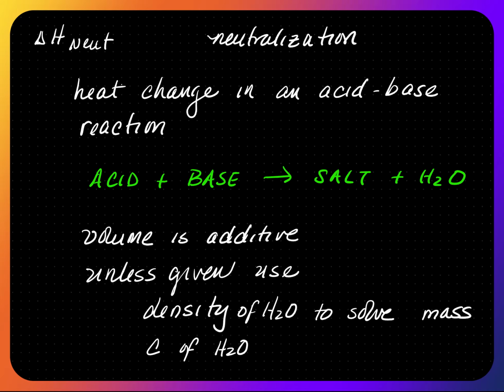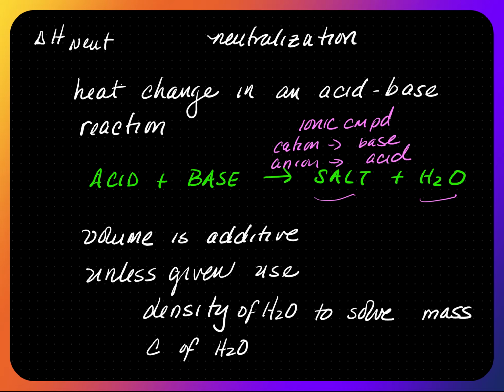Delta H neut. This is the heat change in an acid-base reaction. An acid-base reaction will produce a salt and a water. A salt is an ionic compound in which the cation is from the base and the anion is from the acid.